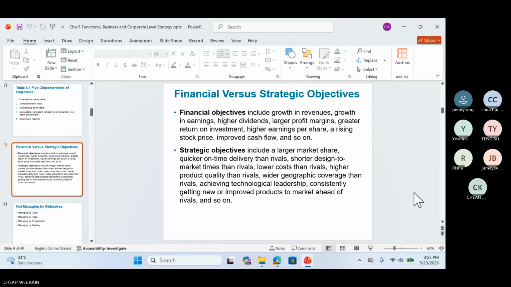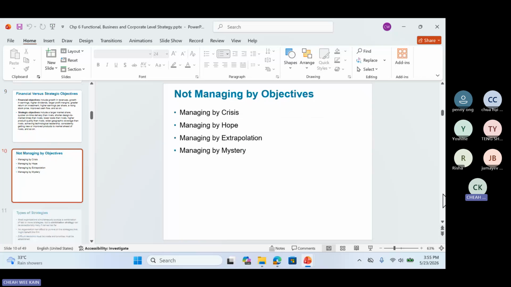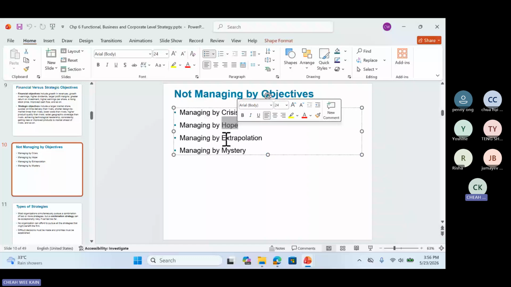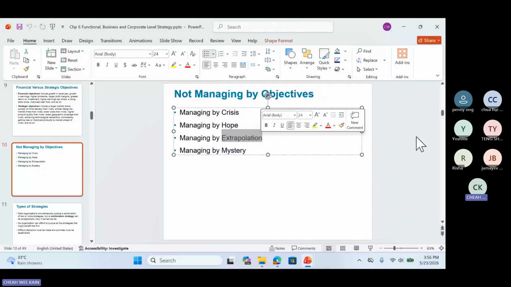Okay? So now what happens if you don't manage by objective? That means your functional departments don't have strategy to support the corporate strategy. You're managing by crisis lah, every day fighting lah. One of the worst ones, managing by hope. Managing by extrapolation. That means carry on lah. Last time what we do, maybe we can improve 10%, so we just carry on. Whatever you carry on, maybe it's not the correct thing to be carried on. That's a problem. Managing by mystery.